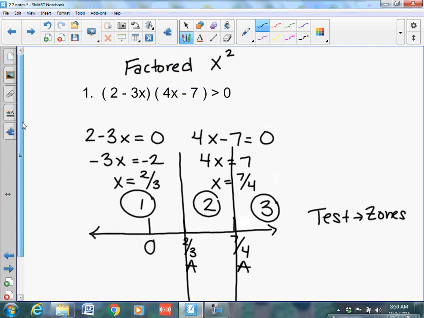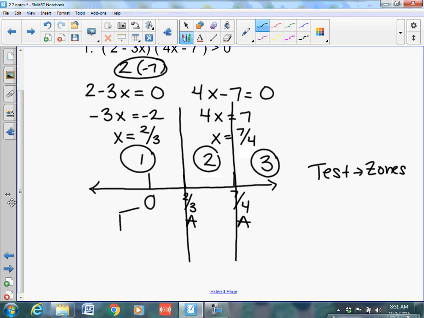Last year I went too fast, so I'll go nice and slow. If you plug a 0 in here, doesn't that wipe this out? So aren't you going to be left with just a 2 for that parenthesis, correct? 2. This one wipes out: 4 times 0 is 0. 0 minus 7 is negative 7. So what's 2 times negative 7? Negative 14. Is negative 14 greater than 0 in math? True or false? It's false, isn't it? So this zone is false.